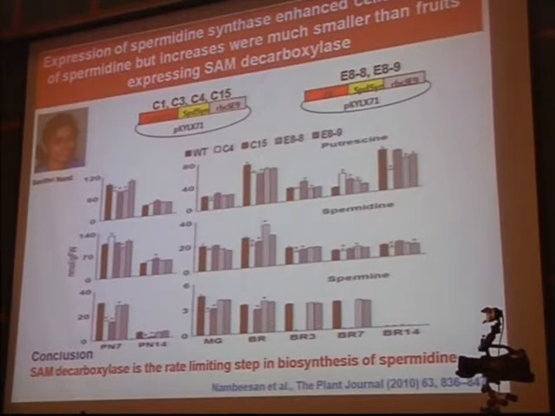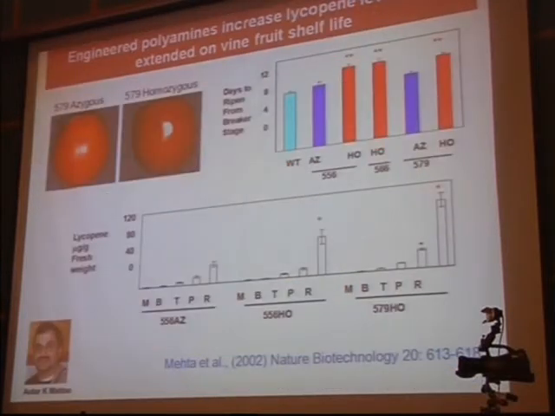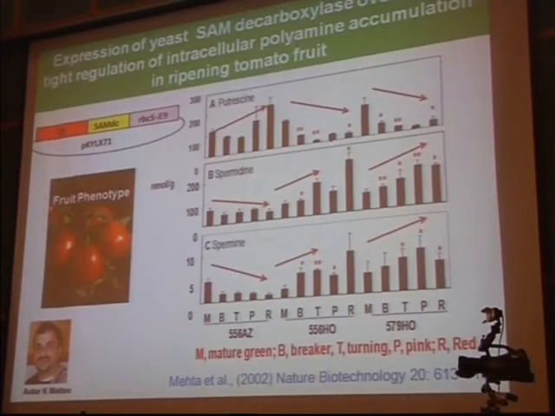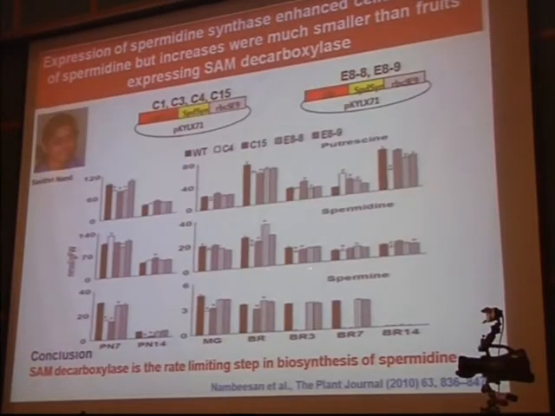Then one of my students, Savitri, looked at the other enzyme, spermidine synthase, and she expressed that in tomato fruit also. But unlike SAM decarboxylase, which gives a 2 to 3-fold increase in polyamines, there is not that much increase in this compound when you express spermidine synthase. It basically suggests that SAM decarboxylase is a rate limiting step.